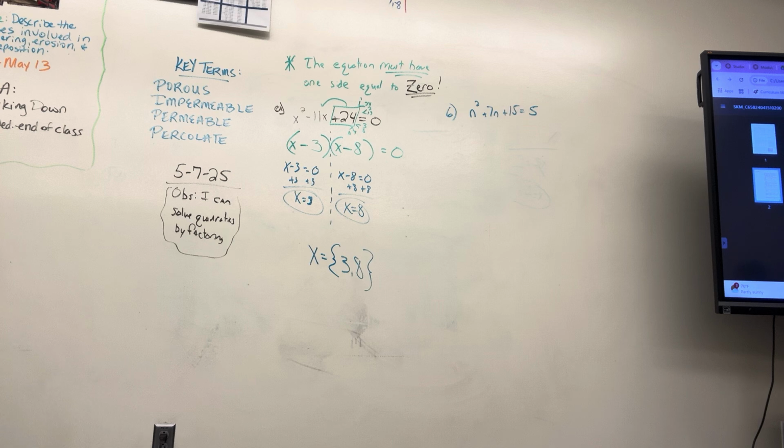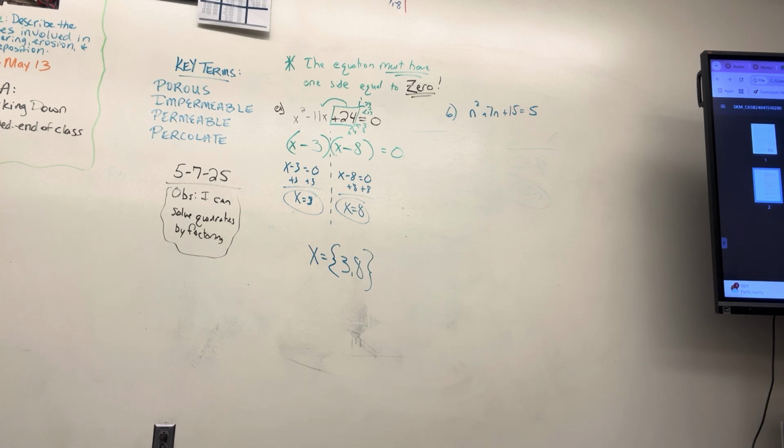My question to you is, is it a quadratic? Yeah. Why? It has a squared. N squared, the largest exponent is 2. It is a quadratic. The way that it is written, can we solve this by factoring? There's different ways to solve these, but can we solve it by factoring? It doesn't equal 0. No, because it doesn't equal 0.